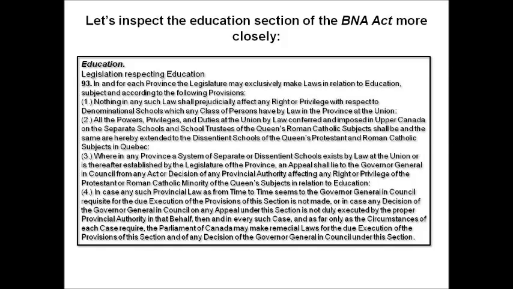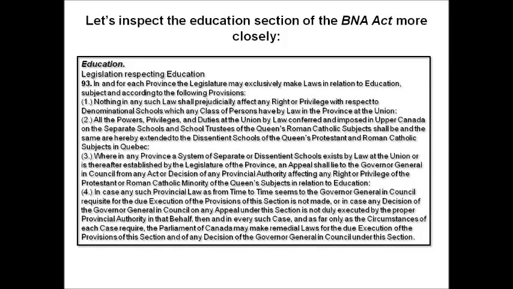Okay, so here is Section 93. Those divisions I just showed you, that was all Sections 91, 92, and 95. This is Section 93, legislation respecting education. In and for each province, the legislature may exclusively make laws in relation to education, subject and according to the following provisions. 1. Nothing in any such law shall prejudicially affect the right or privilege with respect to denominational schools, which any class of persons have by law in the province at union.